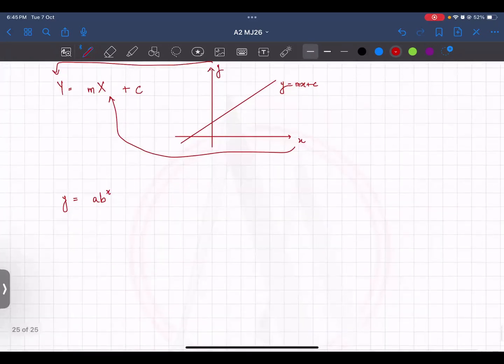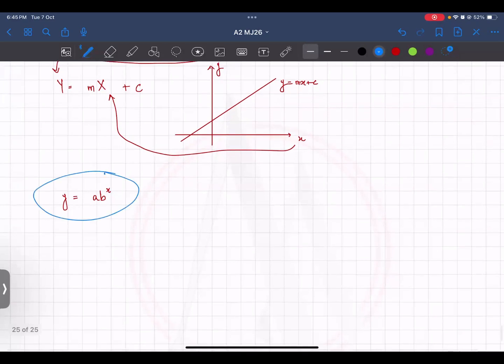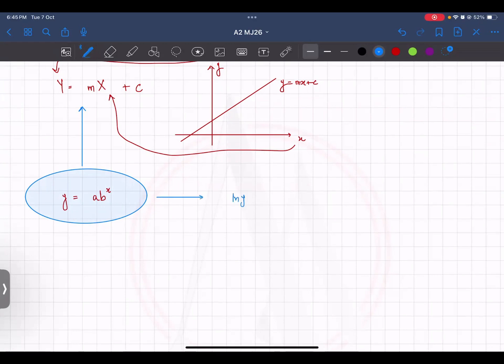So what do we do? First of all, we use the rules of logs to change it into this format. We take ln on both sides. So this becomes ln y equals ln a b power x. Further simplifying, this becomes ln y equals ln a plus x ln b. And further, ln y equals x ln b plus ln a. Now this is the equation that you have formed.